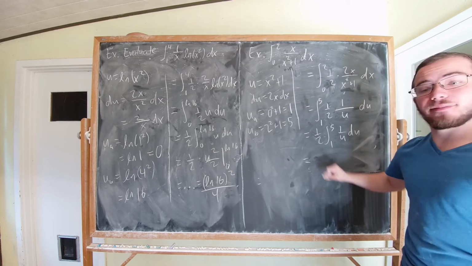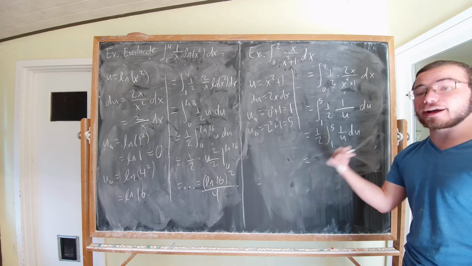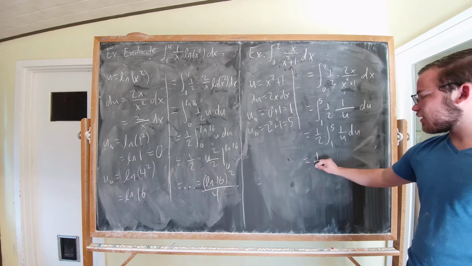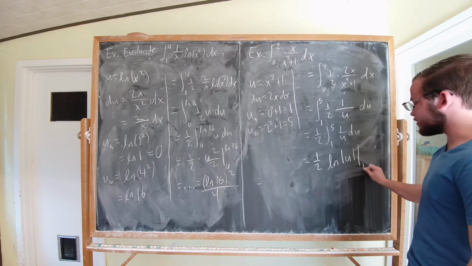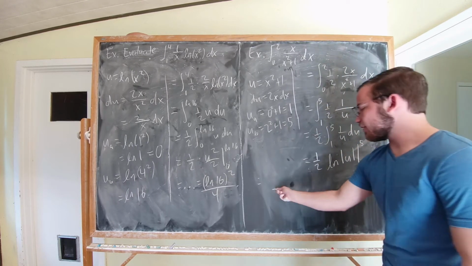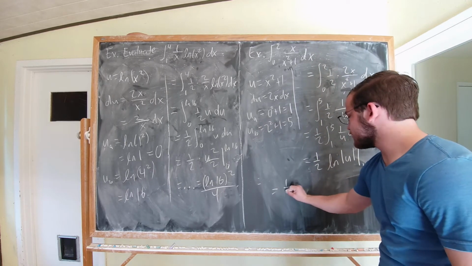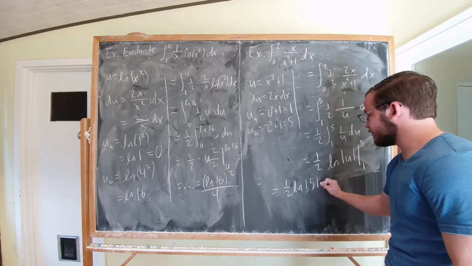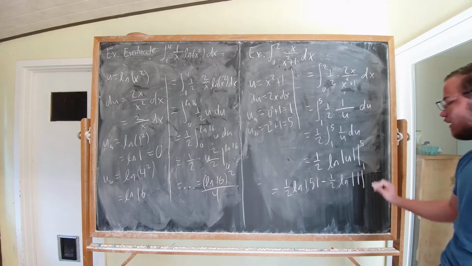Pull out the scalar multiple, and we know how to integrate this. The integral of 1 over u is the natural log of the absolute value of u. That's a standard rule that you should have memorized. So this is natural log of the absolute value of u as u runs from 1 to 5. Alright? Evaluate the actual integral. This is 1/2 times the natural log of the absolute value of 5 minus 1/2 times the natural log of the absolute value of 1.